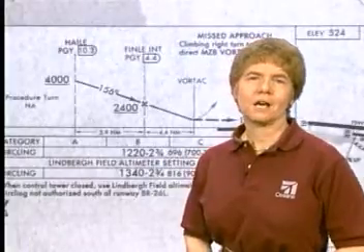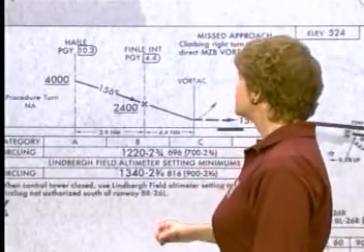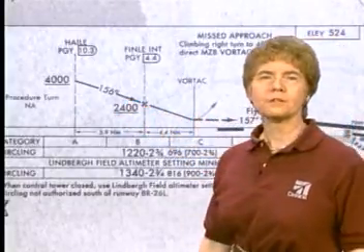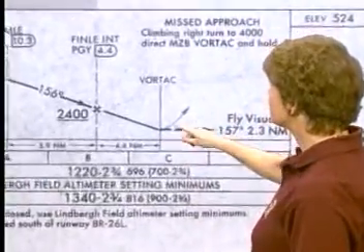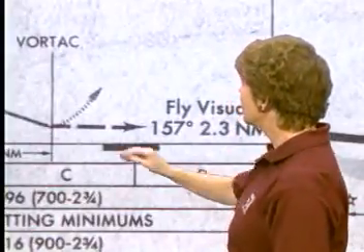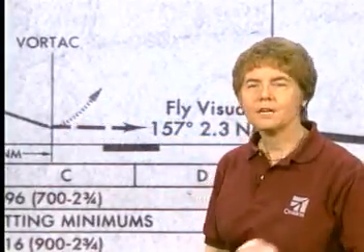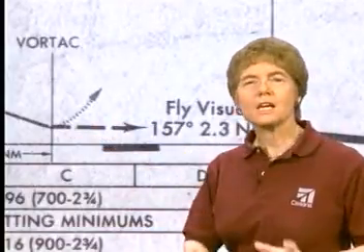Let's take a look now at a really unusual approach configuration. This is the VOR or GPS Alpha approach to Brownfield near San Diego. The missed approach point is the VOR, and you can see the segmented missed approach path as it curves upward from there. But notice this heavy dashed arrow just past the VOR. It represents a visual flight path to the airport.